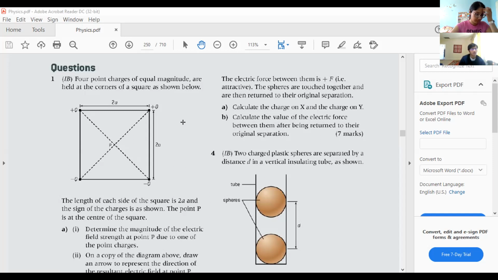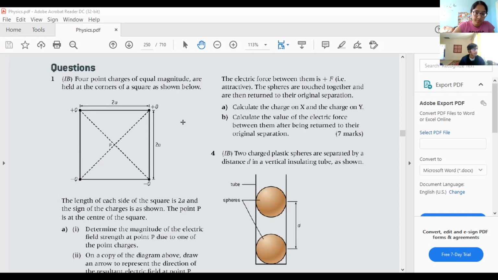So we would use F equals, oh no, that's for two of them. So it would be E equals F over Q, or we don't know F? Yep, F over Q. And F would be KQQ over R squared, right? Yeah. So it would be just KQ over R squared. And if it's KQ over R squared, we just need to find the radius or distance R, right?